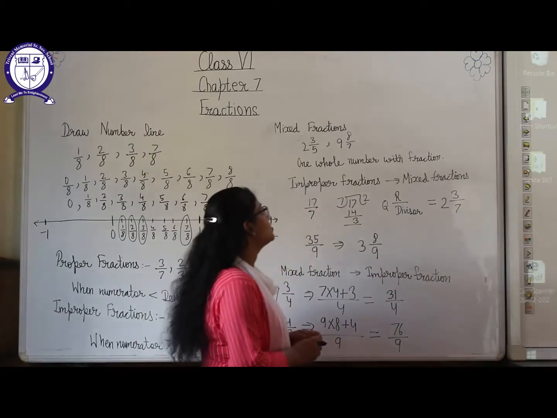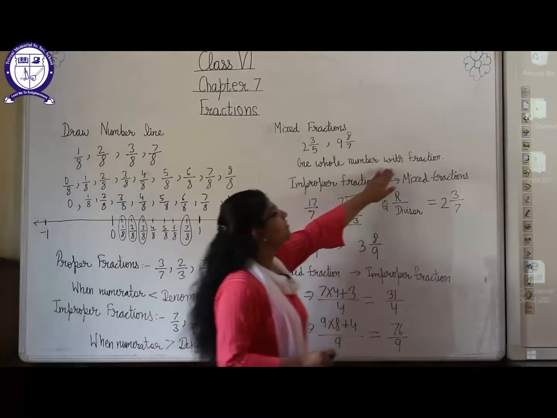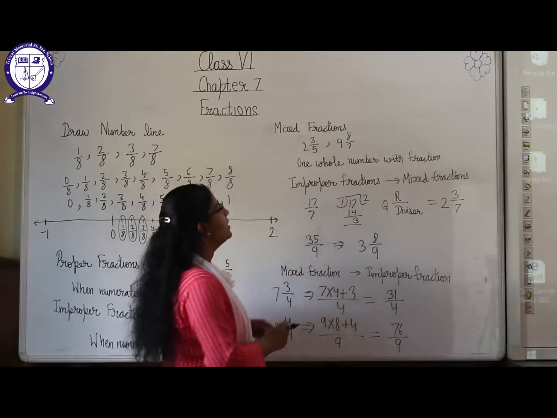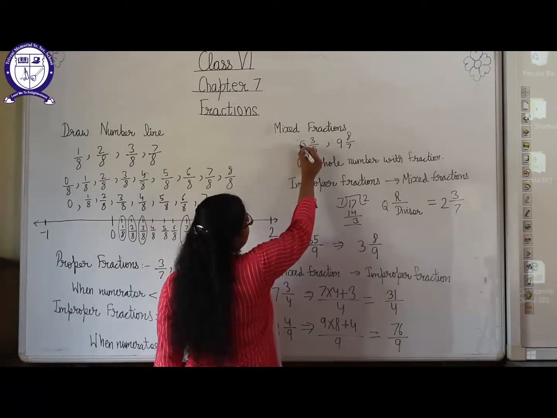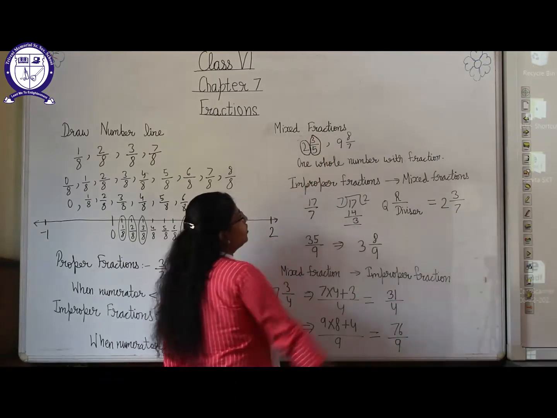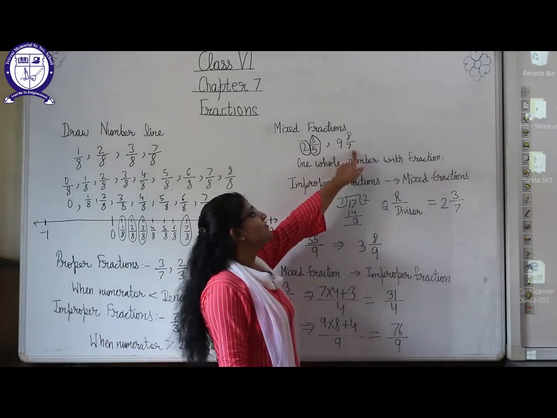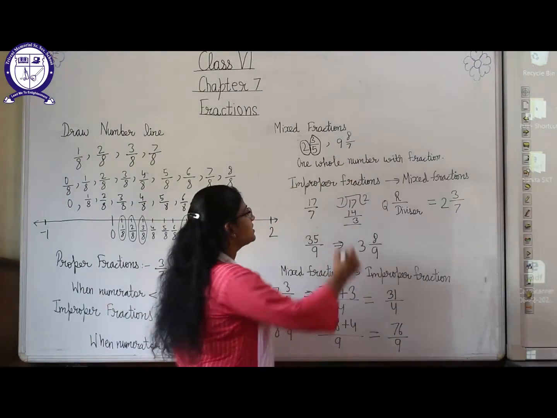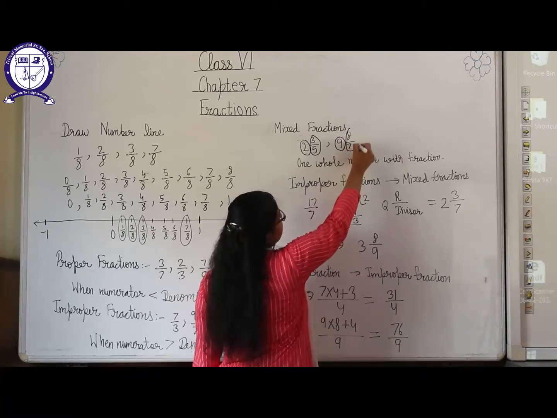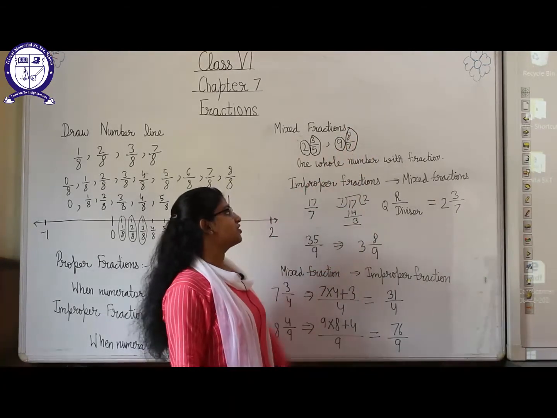Now mixed fractions. What are mixed fractions? In mixed fraction, one whole number with fraction. Here if we see, it is 2, 3 by 5. It means this 2 is the whole number and this 3 by 5 is the fraction part here. Okay. In the same manner, it is 9, 8 by 7. In this 9 will be the whole number and 8 by 7 is the fractional part.